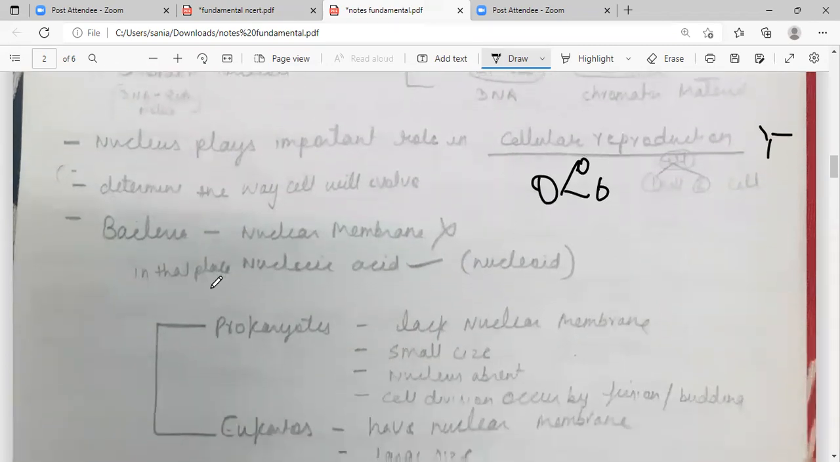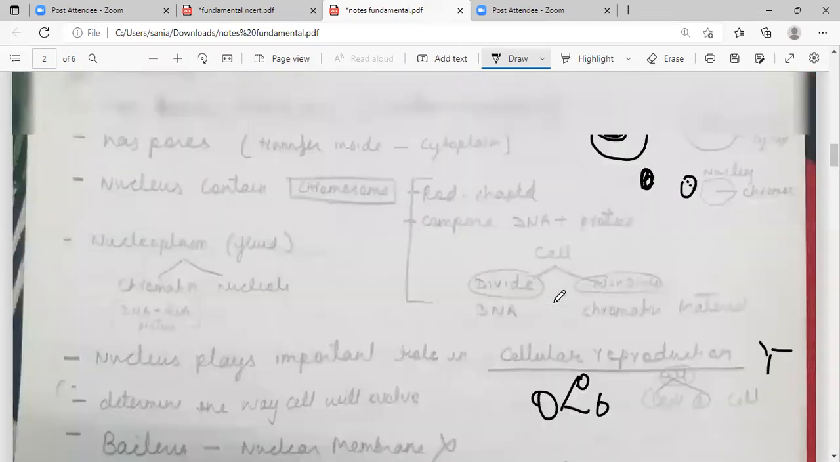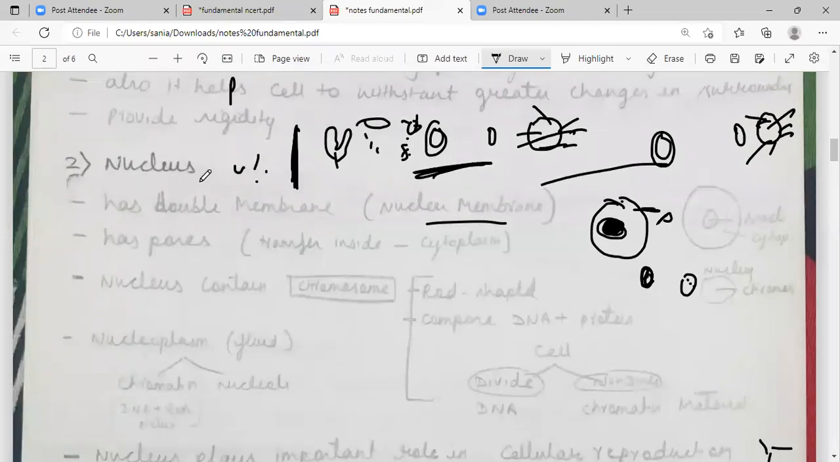Yes. Okay. Bacteria don't have a nuclear membrane, right? Bacteria is also a cell, so it doesn't have a nuclear membrane, and instead of a nuclear membrane it has nucleic acid, which is known as nucleoid. Clear? So again, I'll be telling you about the nucleus. First thing is that the nucleus has a double membrane, which is known as the nuclear membrane. It has its own membrane. Next, it has pores, which help in transferring things.